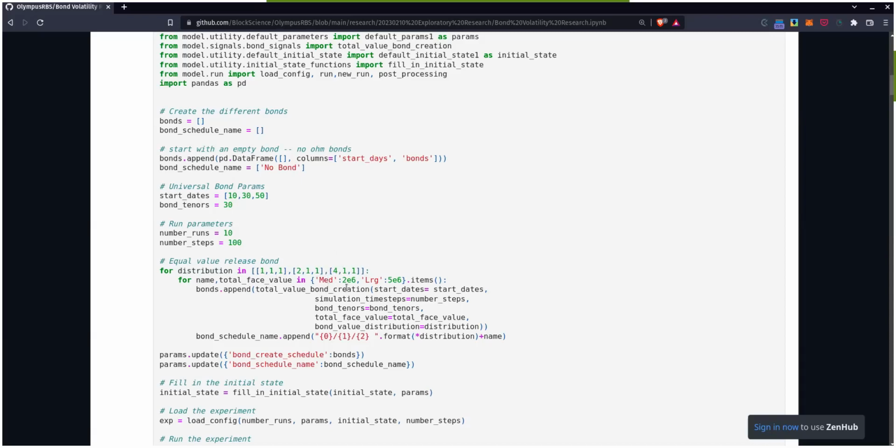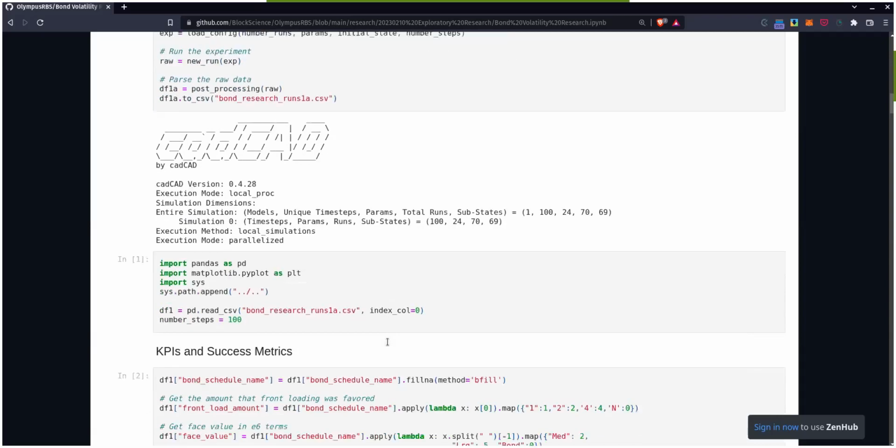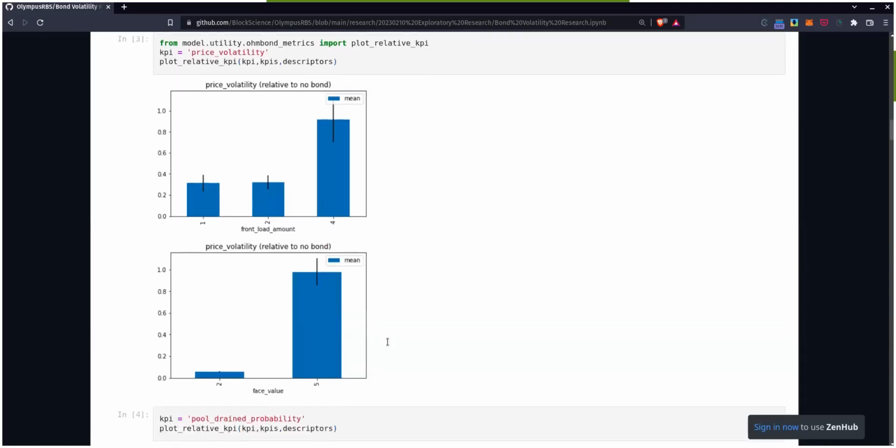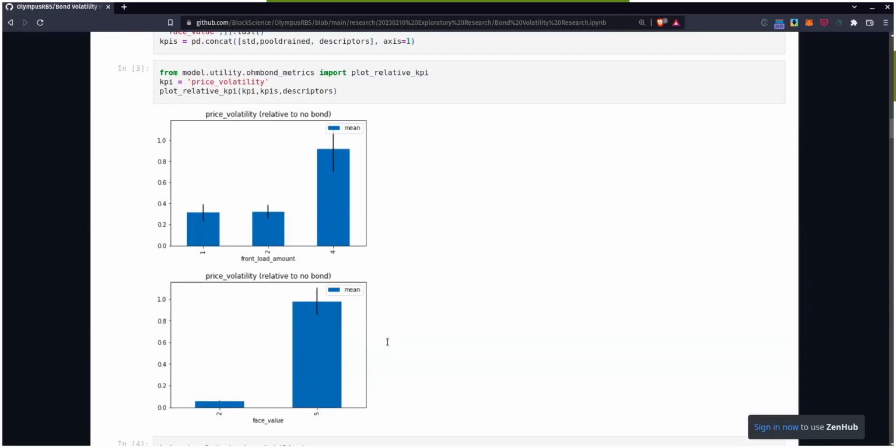And also we're changing the total value of these 3 bonds. So the median value will be 2 million and the large value will be 5 million. That's the sum of all 3 bonds. And now let's see what its impact is from the simulation.